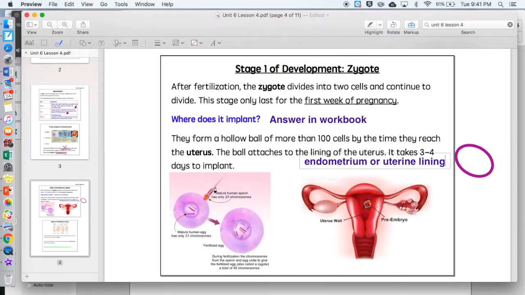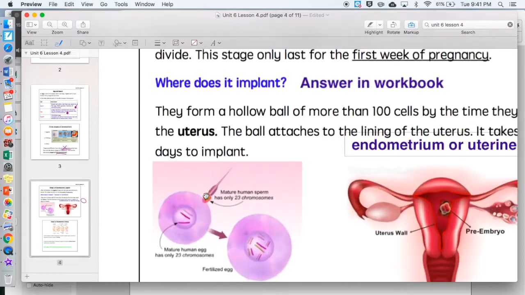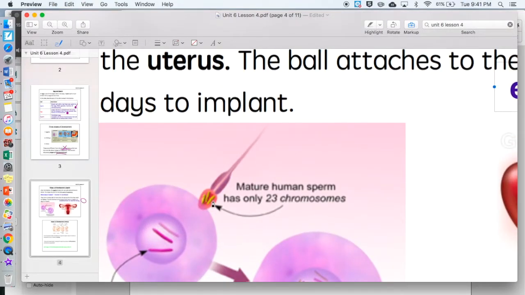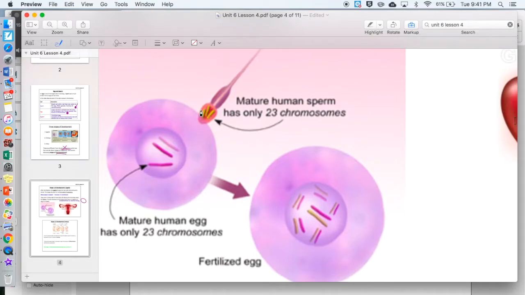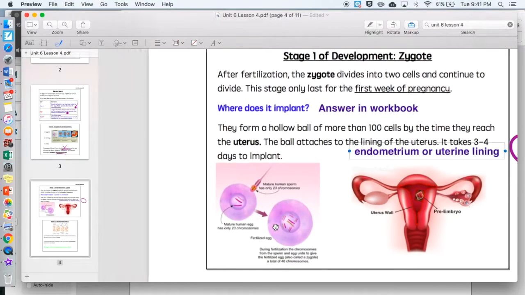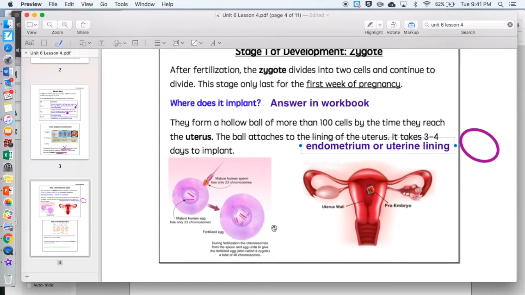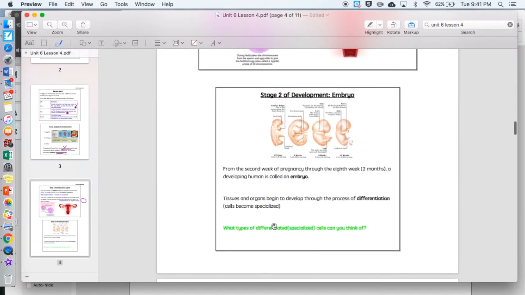Here's a nice diagram if you want to zoom in. That's the relationship. There's a sperm and there's the egg, so you can see the size. The sperm has its 23 chromosomes in its nucleus. The egg has 23 chromosomes in its nucleus, and then when they come together, we have that fertilized egg of 46 chromosomes. So there's our zygote.